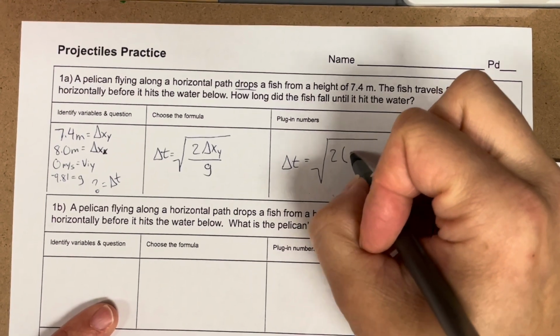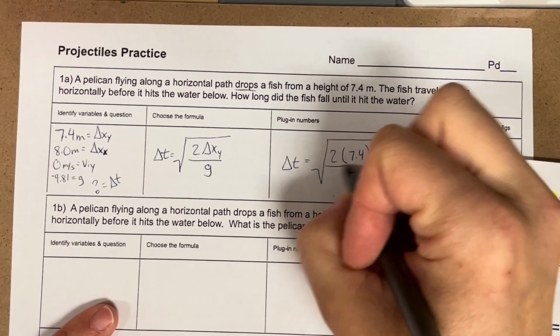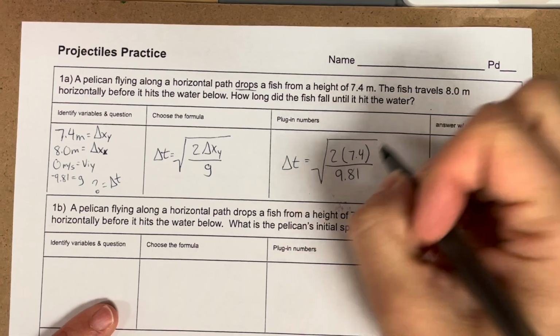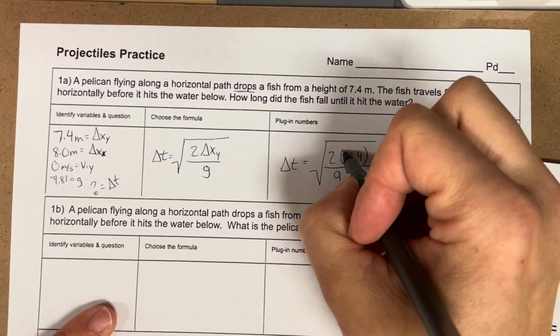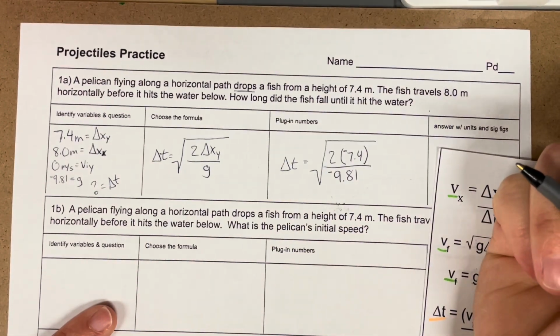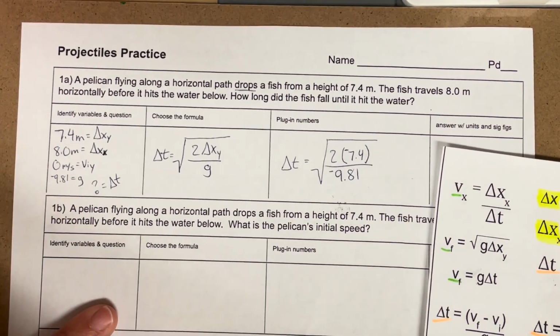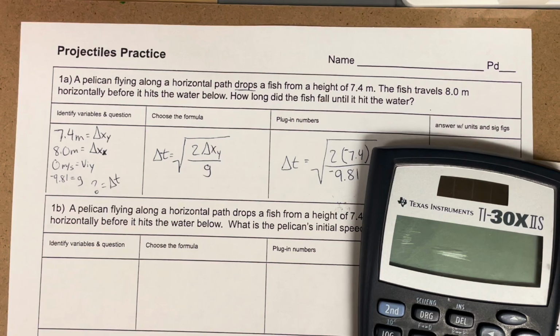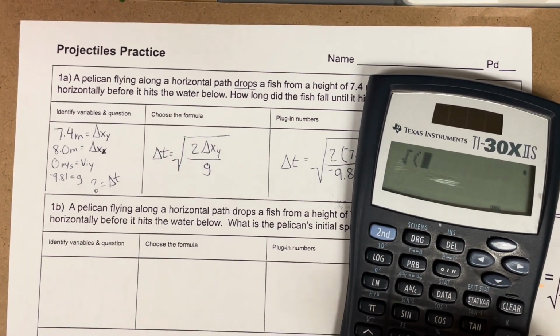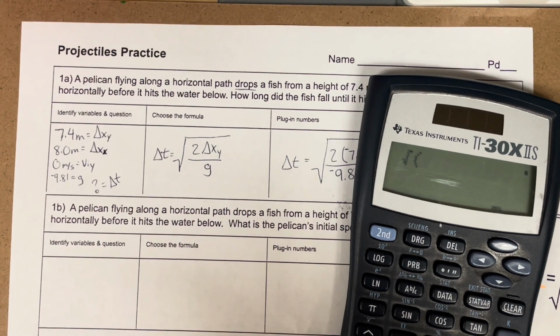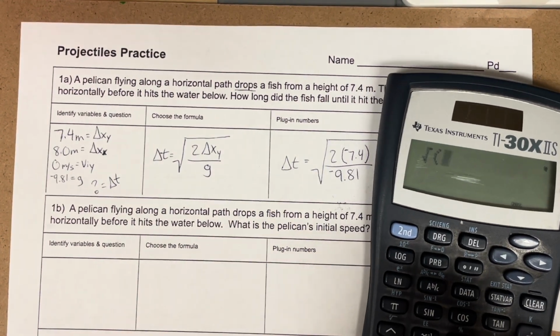So 2 multiplied by 7.4 divided by 9.81. Again, I'm making this positive just to simplify. Otherwise, I have to make them both negative. Negative divided by negative gives me a positive. Type that into the calculator. So we get our square root. Type it all in at once.